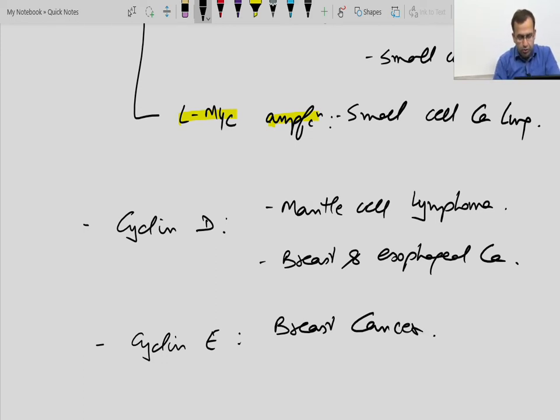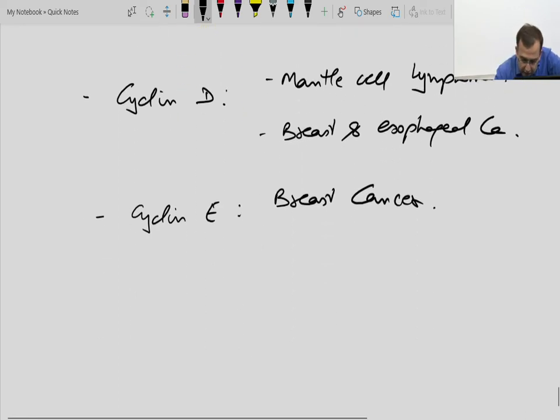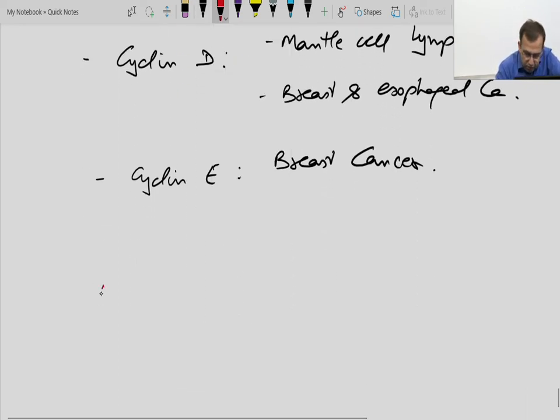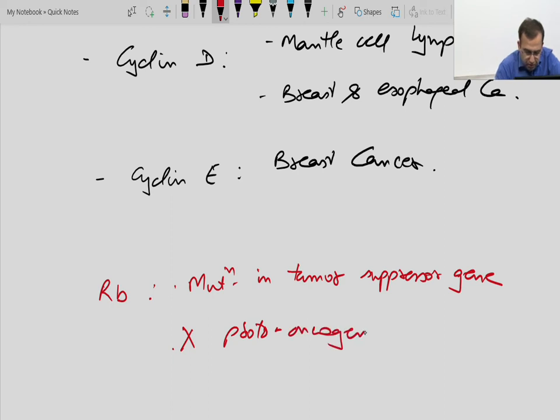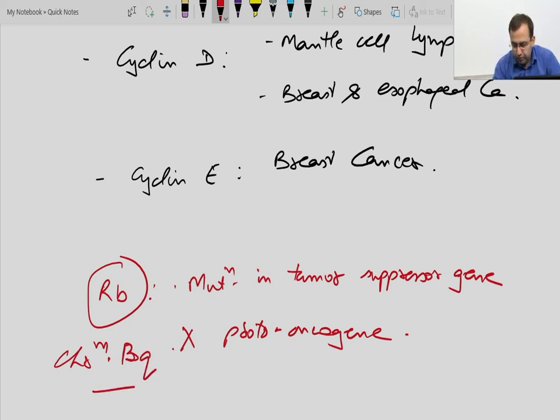These are the proto-oncogene mutations. Retinoblastoma is a mutation in a tumor suppressor gene, not a proto-oncogene. Please note this. The RB gene is present on chromosome 13, long arm, 13q.